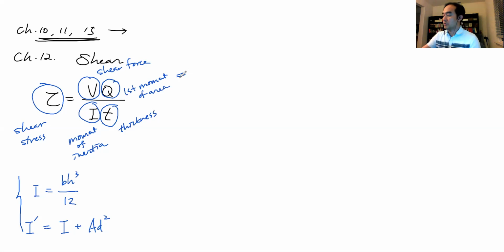In your textbook, chapter 12, Q is y bar prime times A prime. This y bar prime is the distance from the centroid of the main section to the centroid of the area above the line, and A prime is the corresponding area.